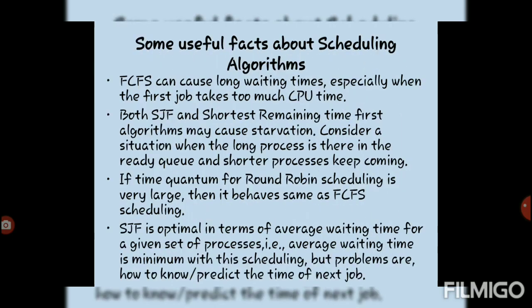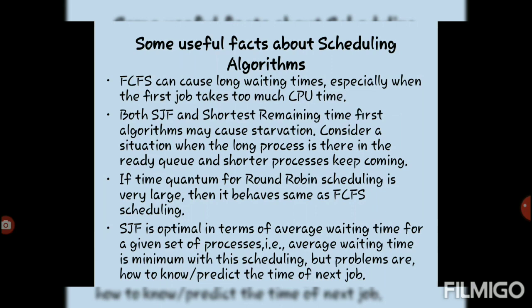Then these are some useful facts about scheduling algorithms. First come first serve can cause the longest waiting time, and shortest job first and shortest remaining time first both cause starvation. Starvation is CPU waiting time, that will maximize CPU starvation.